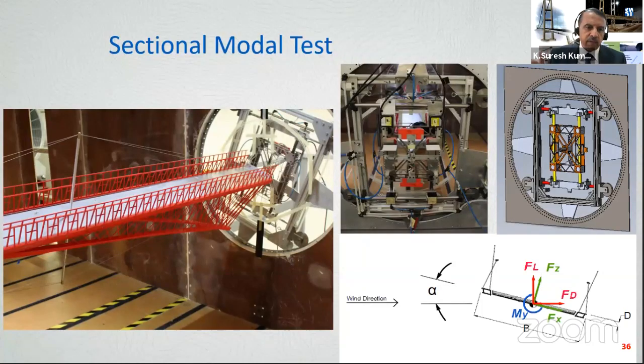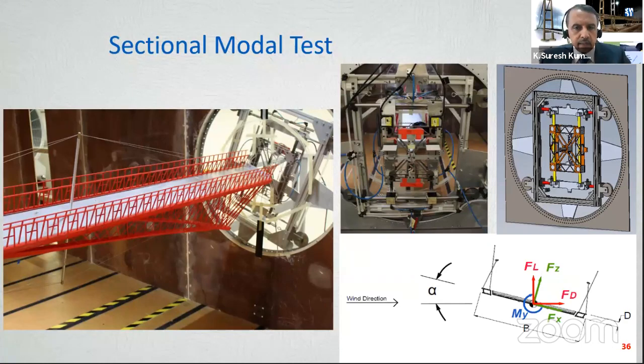Basically, the exact geometry of the bridge and the mass of the bridge are simulated on a particular scale, of course, right here. All these elements together will simulate the geometry as well as the mass. But the stiffness is created by the spring, and the springs are right here. You can see the springs are on the rig itself. The spring will simulate the stiffness of the bridge. Then the damping is simulated by the magnetic dampers. You can individually control the torsional damping as well as the vertical damping. You can also individually control the vertical frequency as well as the torsional frequency using springs.